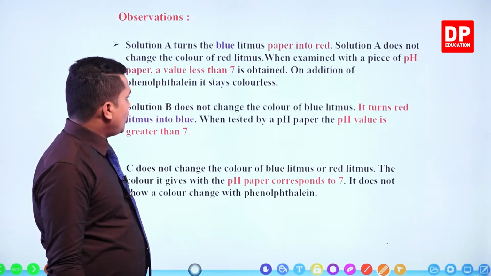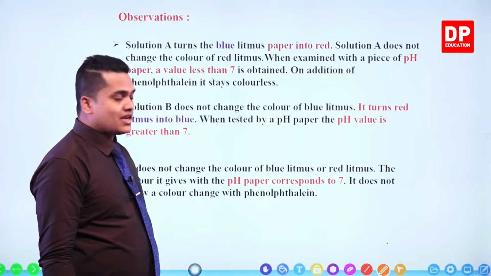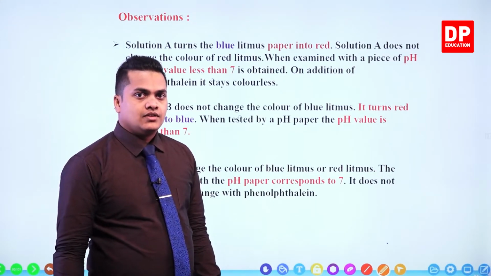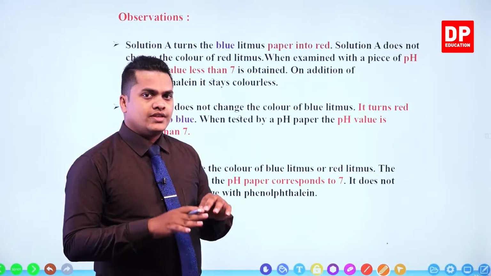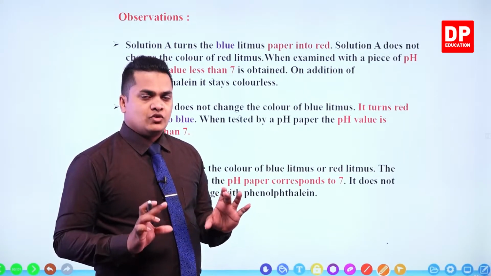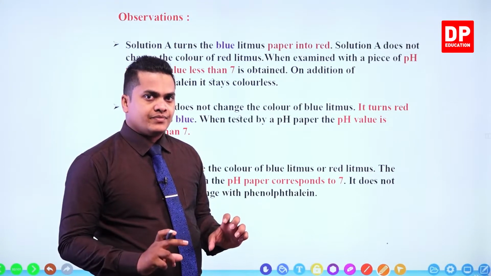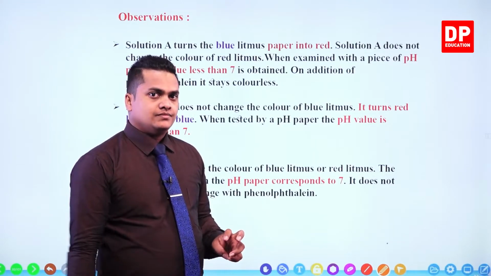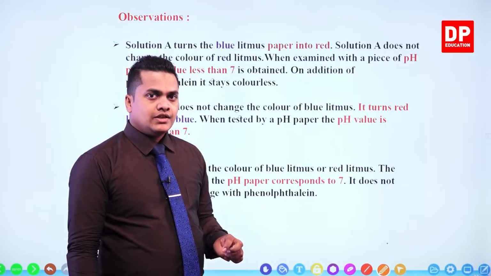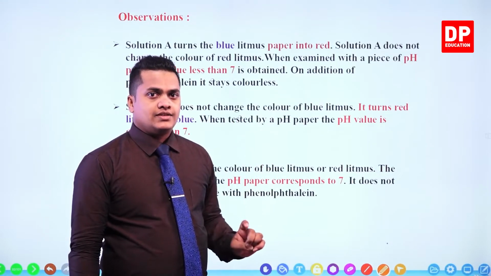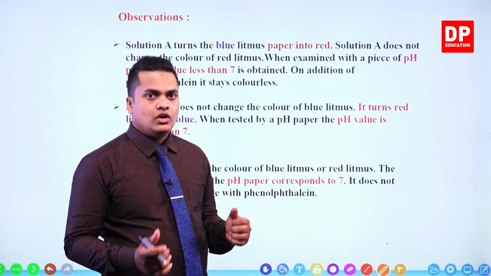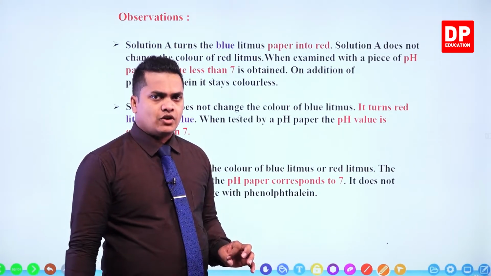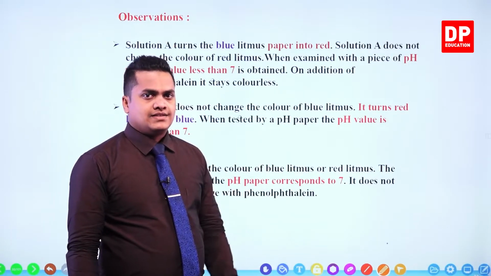On addition of phenolphthalein, it stays colorless. So with phenolphthalein also, there is no color change because we use phenolphthalein to observe bases. With bases, phenolphthalein is going to give a unique pink color. So my dear children, hydrochloric acid is an acid. Therefore, we can't observe any kind of color change with the presence of phenolphthalein with that acid.